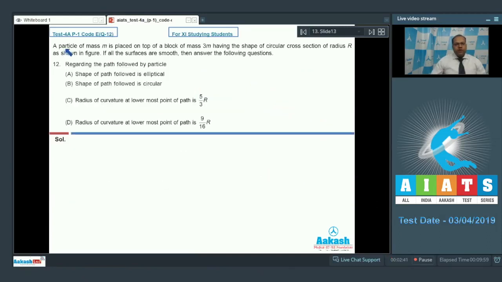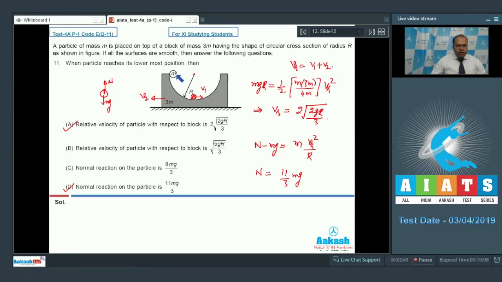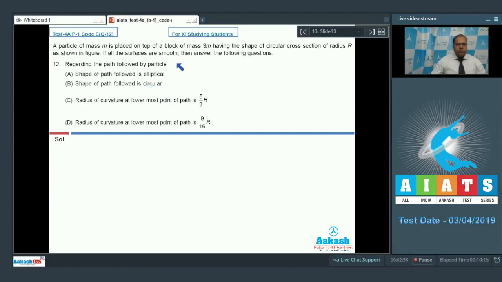In question number 12, we have to find out the path followed by the particle in this graph. So we have to find out what is the path followed by the particle with respect to ground frame. So in the frame of the center of block, the path is circular, but in the frame of the ground, we have to find out its mathematics.